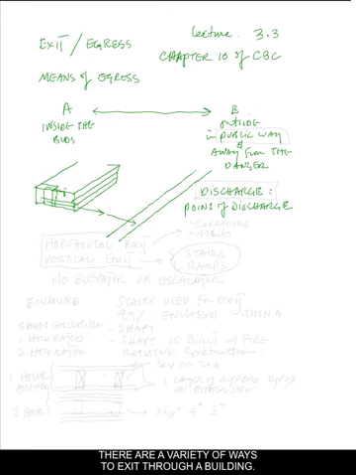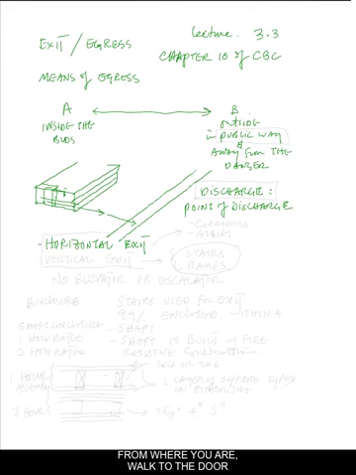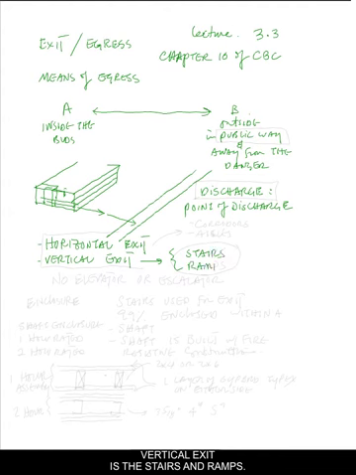There are a variety of ways to exit through a building. You have what is known as a horizontal exit, which means basically you're on the ground level or on the 1st level, and you just walk from where you are to the door that leads you to an exit, open it, and you're out. So you don't have to go through any other thing. The other one is the vertical exit. Vertical exit is the stairs and ramps.